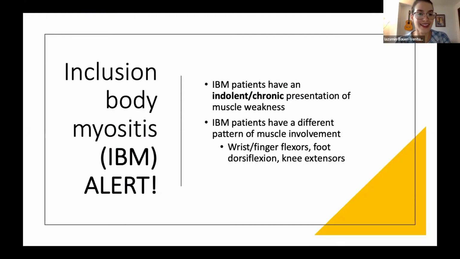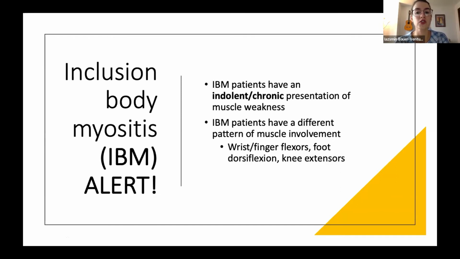Again, inclusion body myositis is the odd child in the family. Inclusion body myositis is part of several exceptions that we're going to be talking about for the rest of our presentation. The muscle involvement in inclusion body myositis is quite different from the ones in the other myopathies. First of all, these patients have very indolent, chronic presentations. I'm talking about 5 to 10 years from the beginning of symptoms to the diagnosis. So the symptoms really progress in a slow manner.